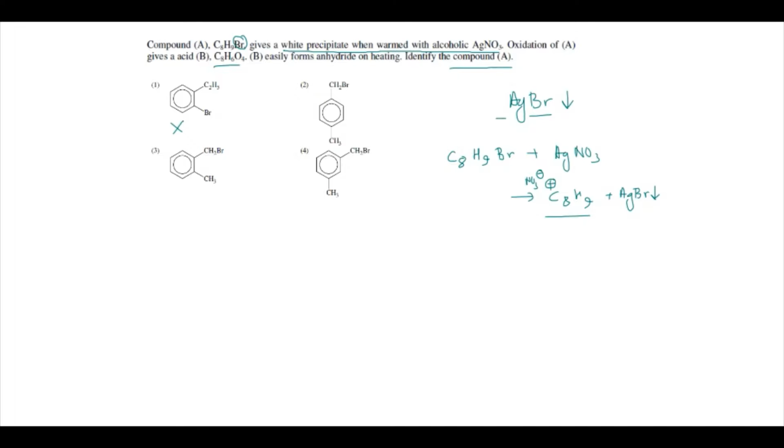Because if I keep the bromine with the aromatic ring, and if I form this compound, that is C8H9 positive, which means something like this will form, C2H5 and positive. So, a positive charge on the aromatic ring is very unstable. Why? Because the aromatic ring, the Br or this positive charge will be like this.